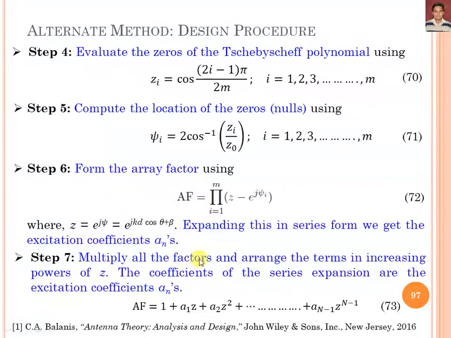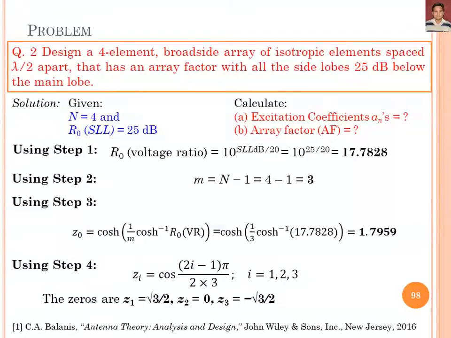Then further multiply the factors and arrange the terms in increasing power of z. The coefficients of the series expansion give the excitation coefficients an of the array factor, which is equal to 1 plus a1 z plus a2 z squared and so on up to an minus 1 z to the power n minus 1. So this is the array factor through which we can calculate the array coefficients. This is the 7-step procedure, and this is the alternative method to design a Chebyshev polynomial array.